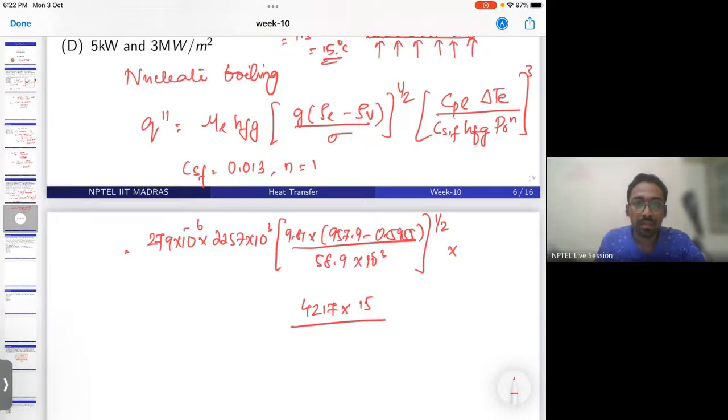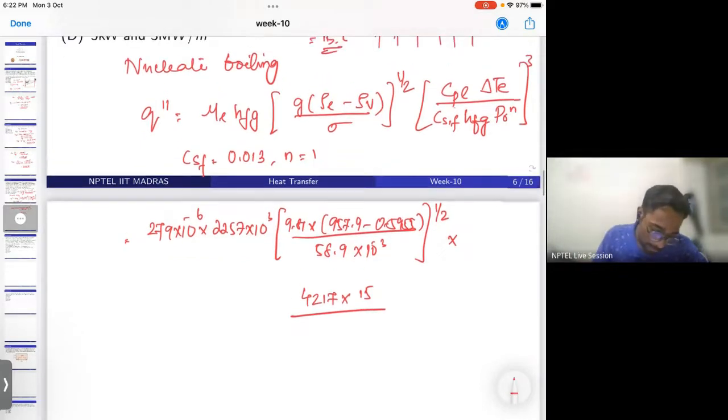So this will depend on the different surface-fluid combination. For a water-copper combination it will be different, a water-stainless steel combination will be different, and a water-brass combination will be different. So accordingly, we have to select the values of CSF and N. Usually this will be given, but in case it is not given, you can refer to that table, which is given in both the Cengel textbook and in Incropera.